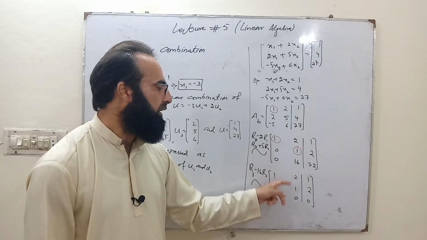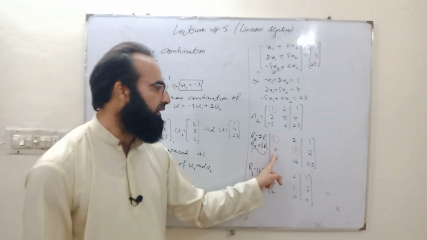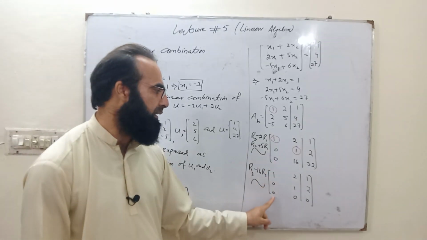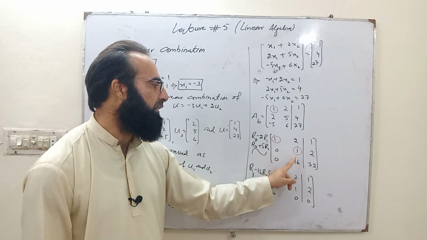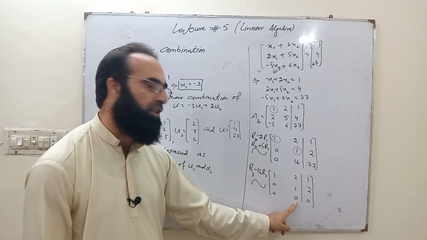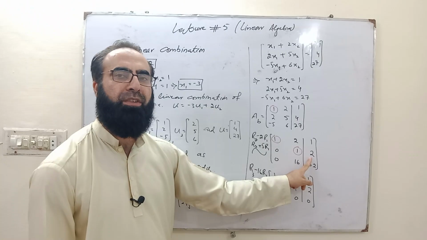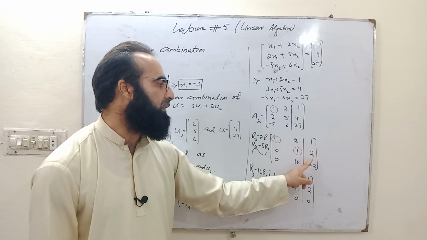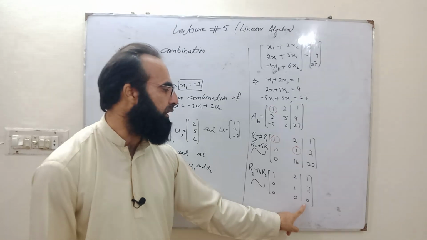The first and second rows will remain the same. 16 times 0 gives us 0, and subtract that 0 from this 0, we will get 0. 16 times 1 gives us 16, and subtract that 16 from this 16, we will get 16 minus 16 equals 0. 16 times 2 gives us 32, and subtract that 32 from this 32, we will get 32 minus 32 equals 0.